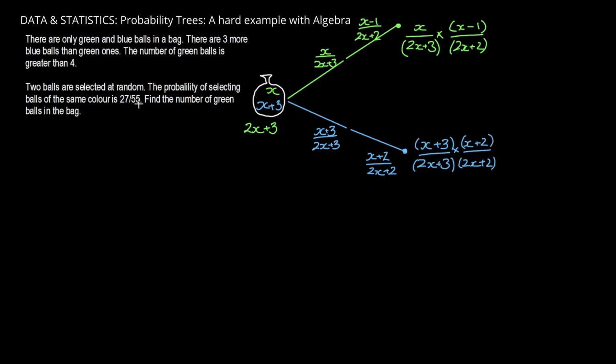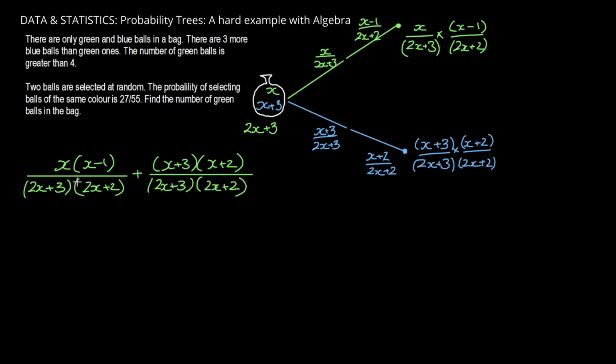Now, the probability that we select 2 balls of the same colour is given in the question as 22 over 55. Well, what does this represent? It represents the fact that we don't really care whether they're green-green or blue-blue, but they have to be the same colour. And we reflect that mathematically by adding the green-green probability to the blue-blue probability. So let me write that out. And that must be equal to 22 over 55.